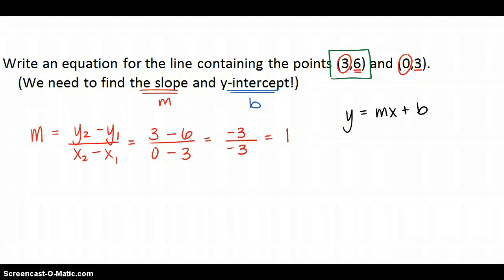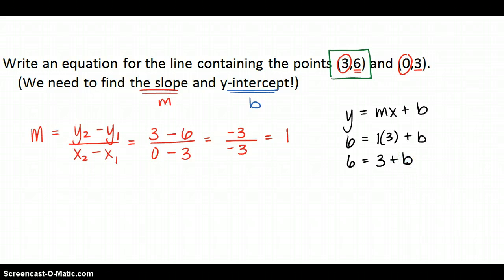Again, for our y, we're going to use the y-coordinate of the point that we've chosen, which is 6. For m, we're going to use the slope that we just found, which is 1. For x, we use the x-coordinate of the point we chose, which is 3. And then we add b, our y-intercept. So I get 6 equals 1 times 3, which is just 3, plus b.